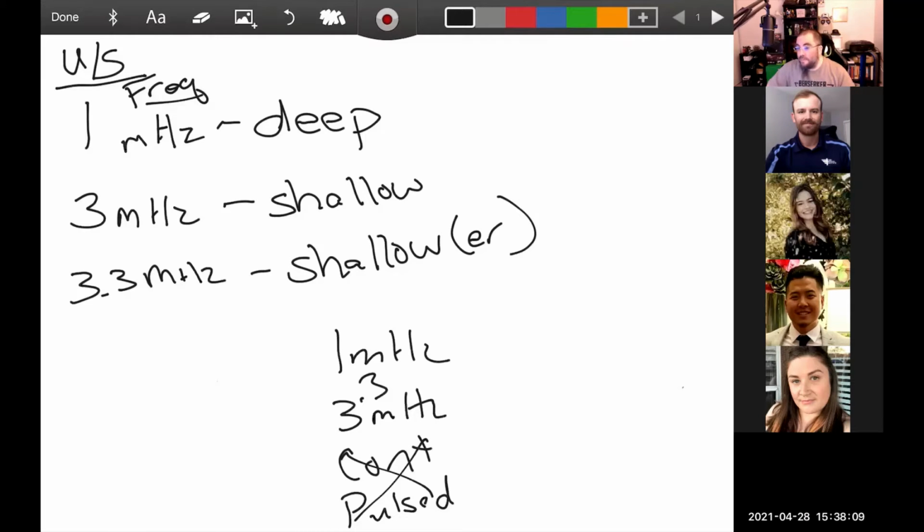Let's think of something like the levator scapula, right? Levator scapula is a fairly shallow muscle, and it's a fairly small feather-like muscle. That one I'm going to do a 3 megahertz. But now let's change that. Instead of doing levator scapula, now I'm talking the traps. Are the traps a pretty broad, thick muscle?